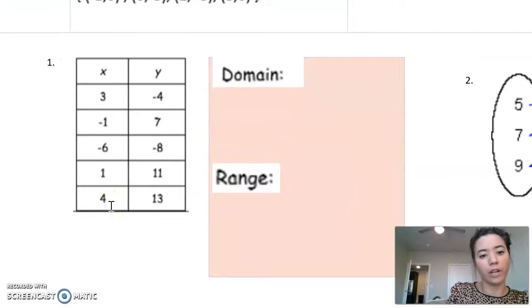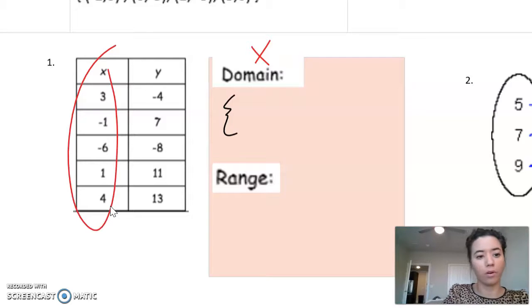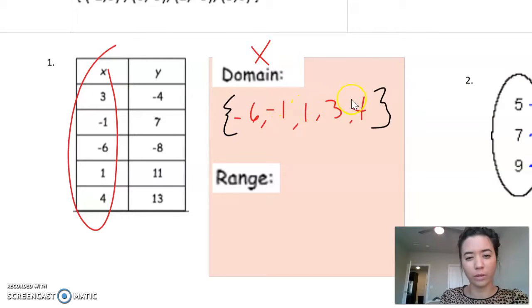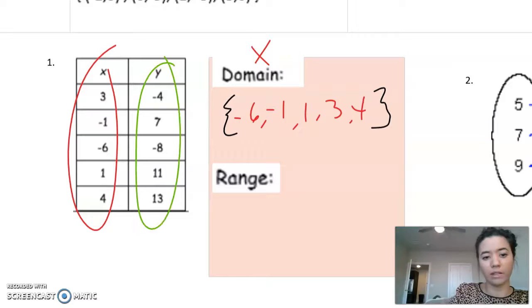Alright, so for this first table, I'm going to start with my curly bracket. This is all possible x values. I'm listing all of these numbers here in order from least to greatest. So I see a -6, a -1, a 1, a 3, and a 4. Then we'll close the bracket. I'm going to check that I have all the numbers. 1, 2, 3, 4, 5. 1, 2, 3, 4, 5. Perfect.